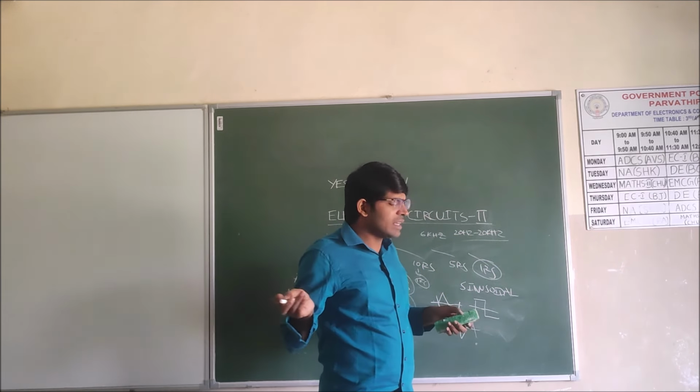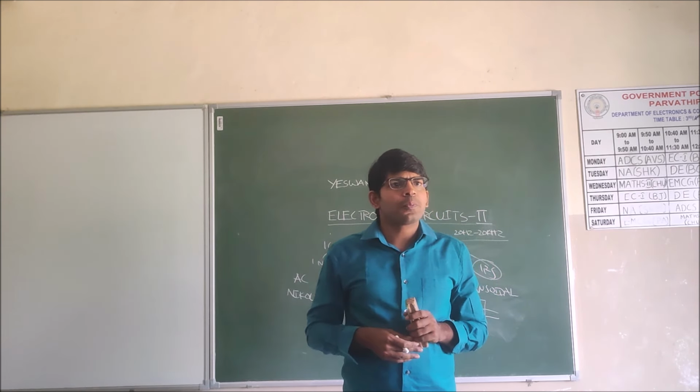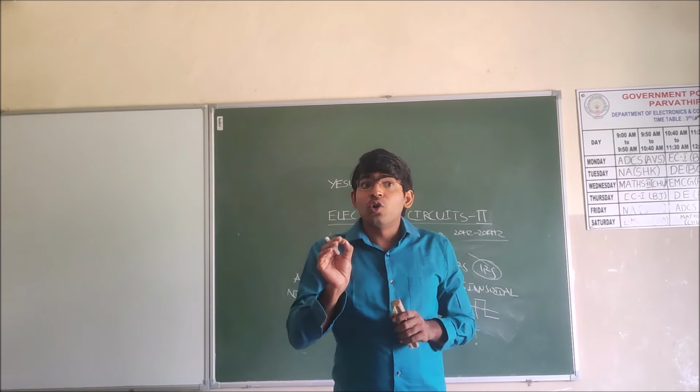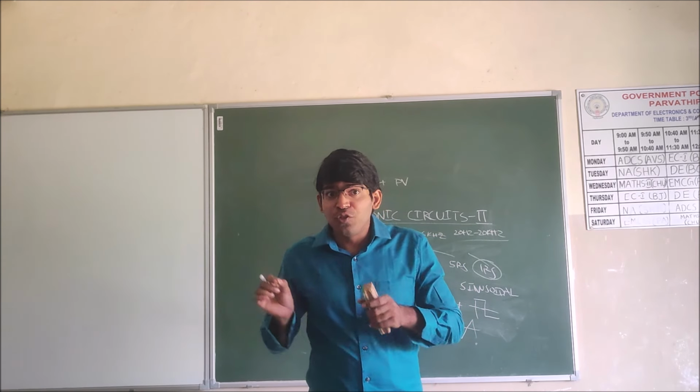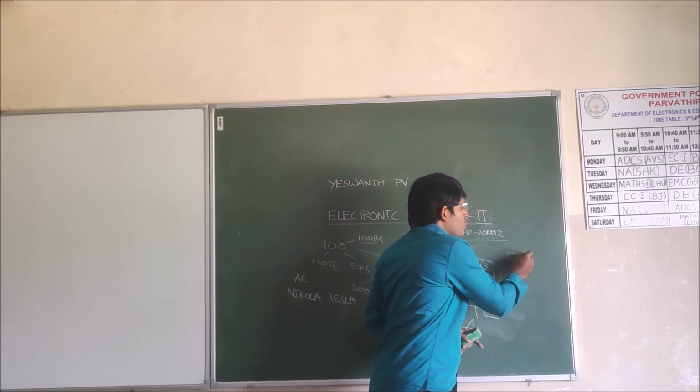Okay, so we are getting the AC voltage to our home. How much voltage we are getting to our home? 230 volts RMS. If we measure with the multimeter, that voltage is 230 volts.